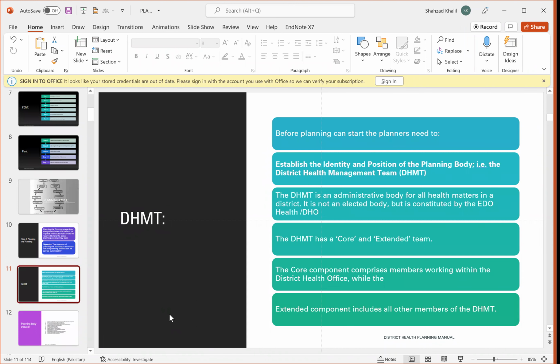Before planning can start, the planners need to establish and identify the position of the planning body, which is the District Health Management Team, DHMT. DHMT is an administrative body for all health matters in a district. It is not an elected body, but is constituted by the EDO Health or DHO, District Health Officer. The DHMT has a core and extended team. The core component comprises members working within the district health offices, while the extended component includes all other members of DHMT.